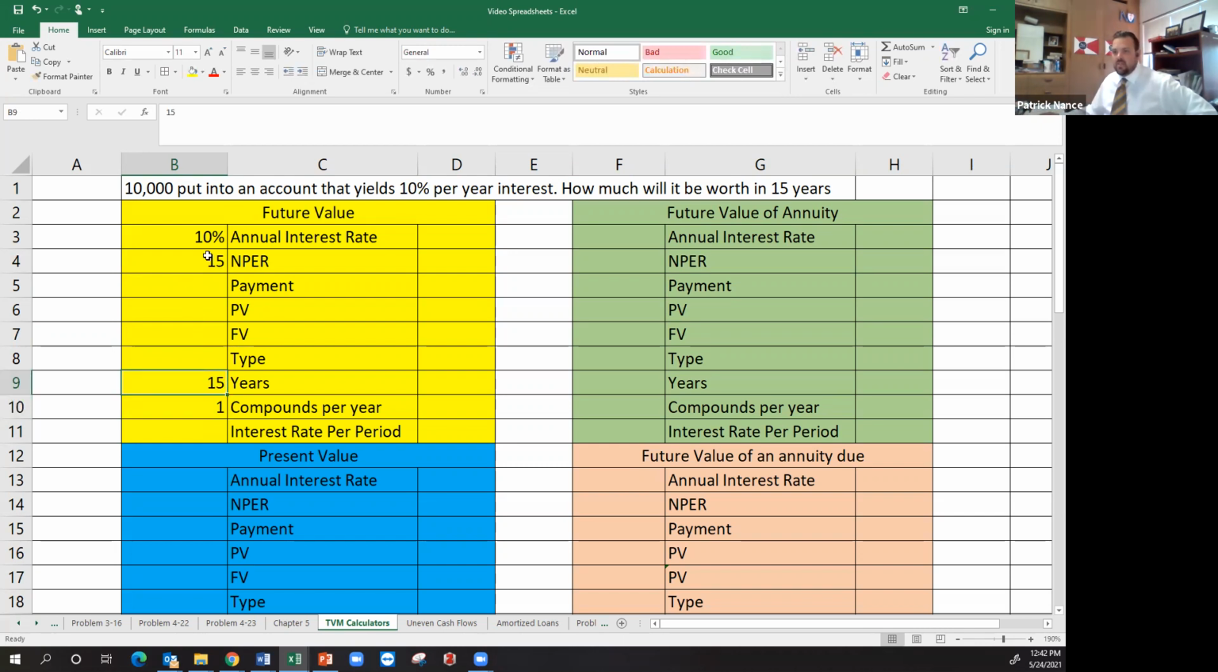So my number of periods is 15. If it compounded twice a year, my number of periods would be 30. If it compounded monthly, 12 times a year, it'd be 180. But for now, we'll leave that at 1 for the compounds per year.